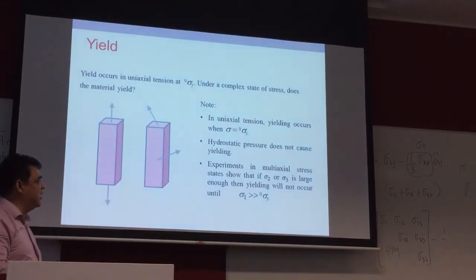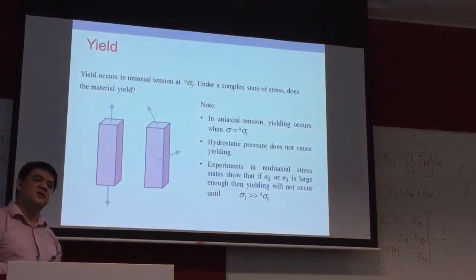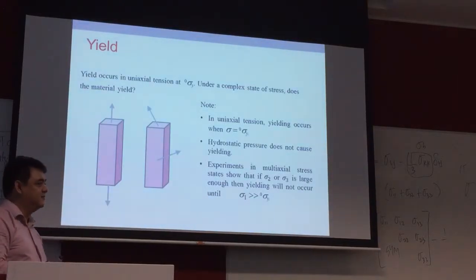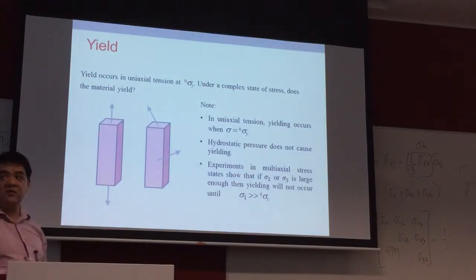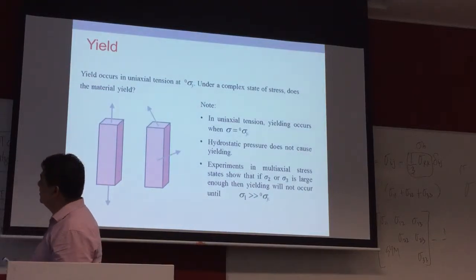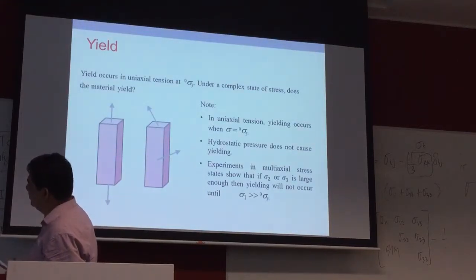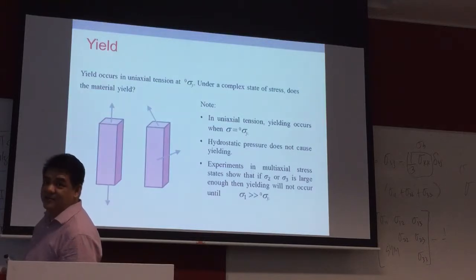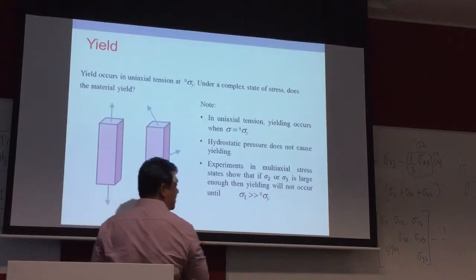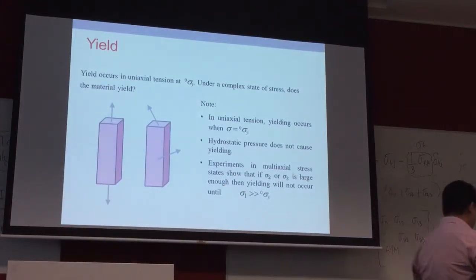So have a look at this: hydrostatic pressure does not cause yielding. Why is that so? They are all equal. Have a look at this one here, your von Mises. Sigma 1 equal to sigma 2 equal to sigma 3. What do you have?